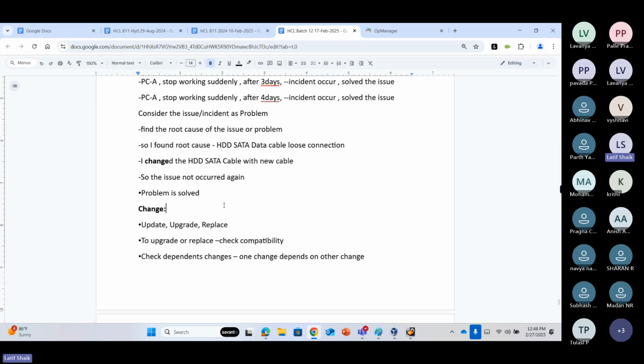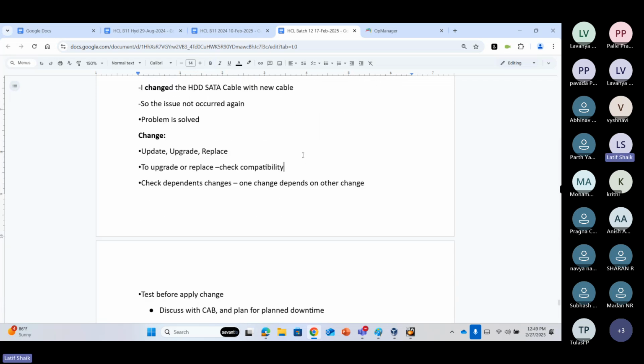What is meant by change? You may be changing your code, networking related things, configuration, or cable connectivity. Anything that is changed, any part, that is change management: updations, upgradations, replacements, any change from one place to another.